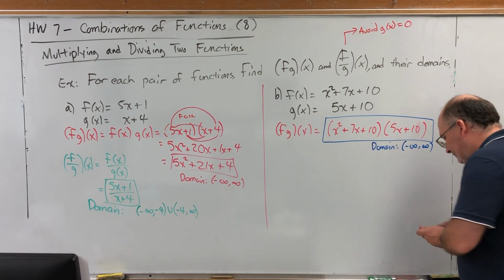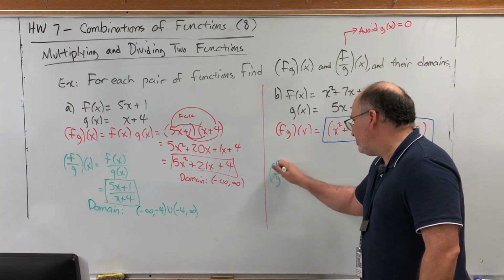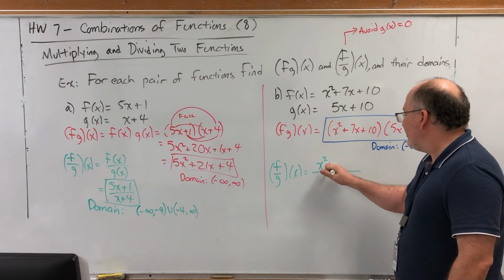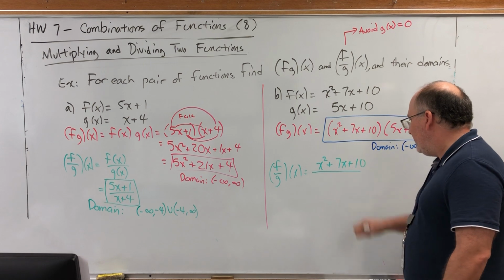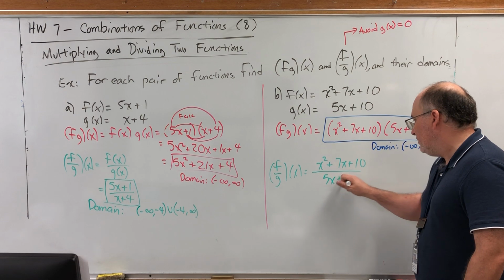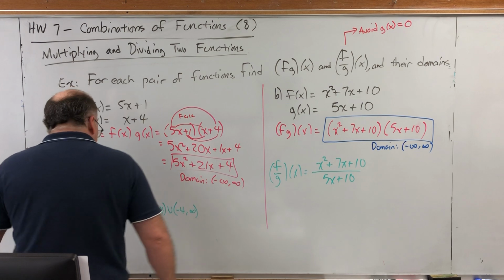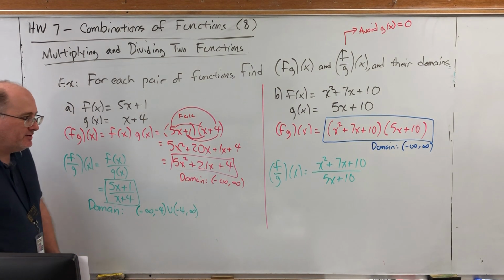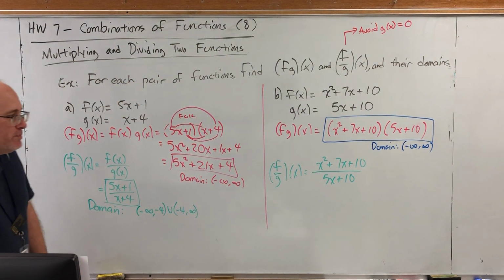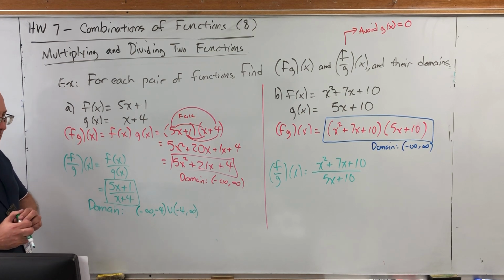But what about the quotient? What about the division problem, f over g of x? If I put the first function on top of the second, x squared plus 7x plus 10 all over 5x plus 10. It looks like we're in the exact same situation we were over here. I can't cancel any of those pieces. I can't cancel the 10s. I can't cancel the x's. Everything up there is part of an addition problem. Nothing in that fraction is currently eligible to cancel.